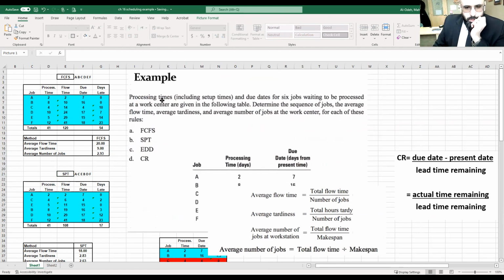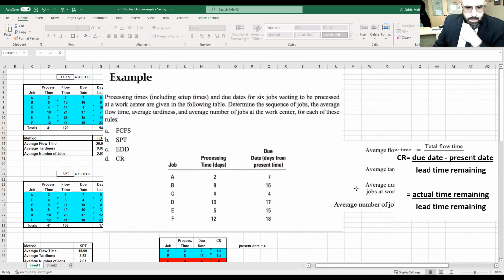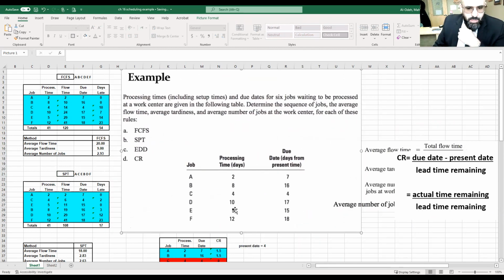Again, this is given to you here, the process time, as you see in this table. 2, 8, 4, 10, 5, and 12. So you will see that A is the shortest processing time of 2 days, and then followed by C. So now the rank would be A, C, and then E, and then would be B, and then D, and then F. So A, C, E, B, D, and F.